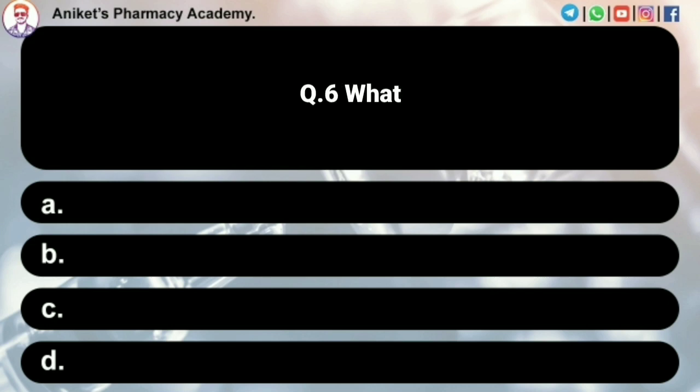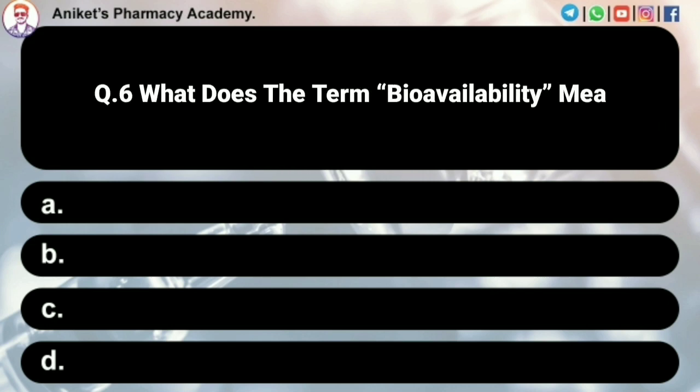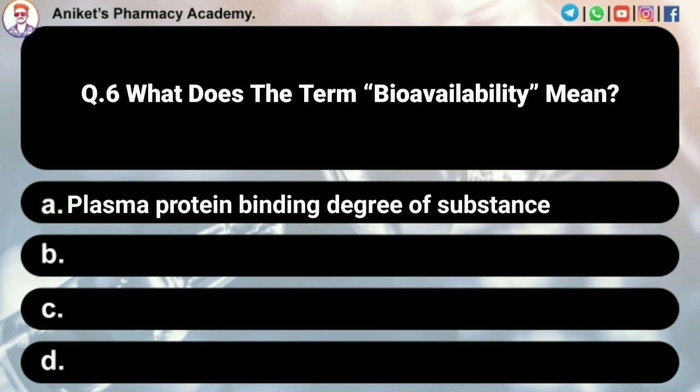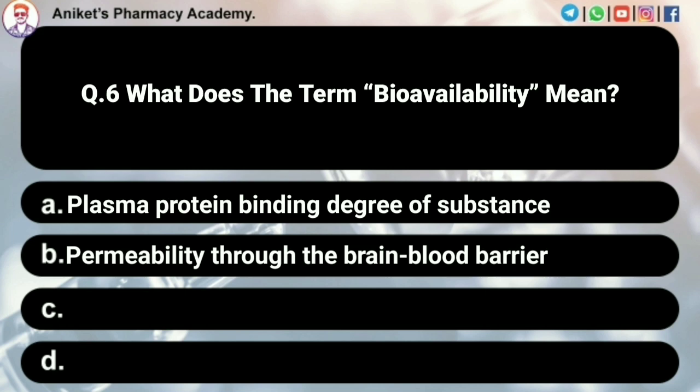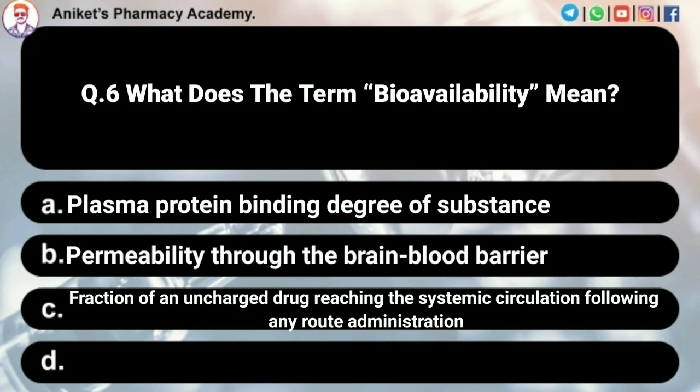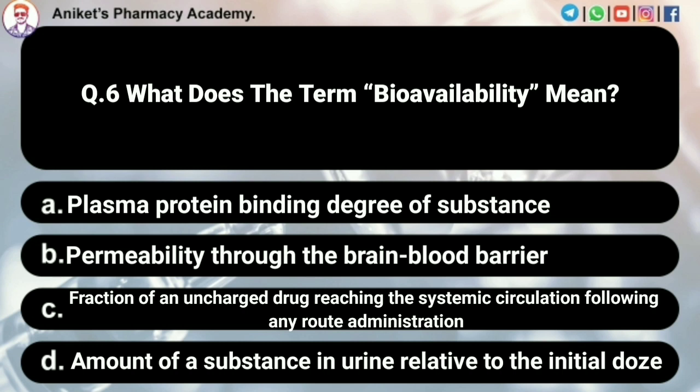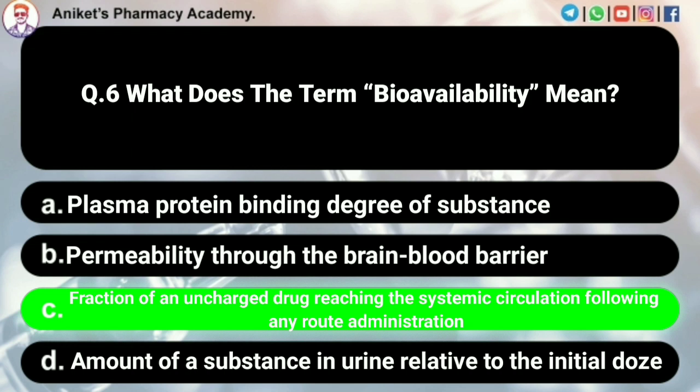Question number 6. What does the term bioavailability mean? A. Plasma protein binding degree of substance. B. Permeability through the brain-blood barrier. C. Fraction of an uncharged drug reaching the systemic circulation following any route administration. D. Amount of a substance in urine relative to the initial dose. Answer is C. Fraction of an uncharged drug reaching the systemic circulation following any route administration.